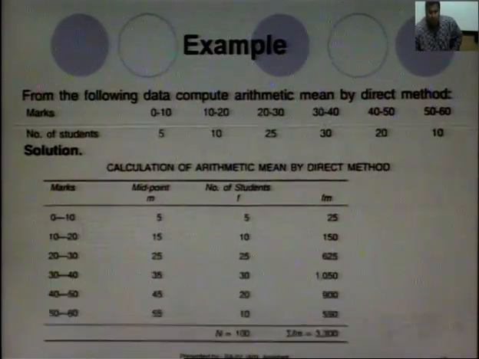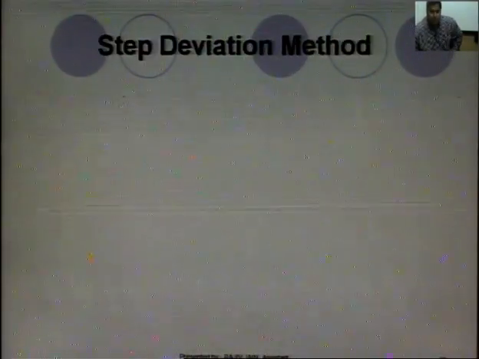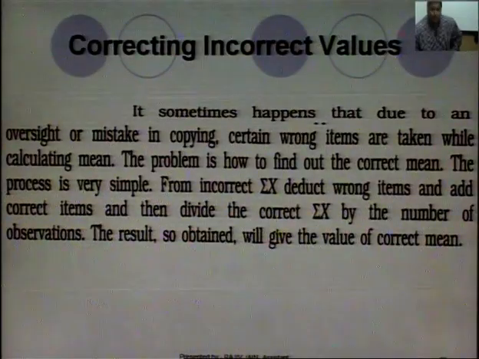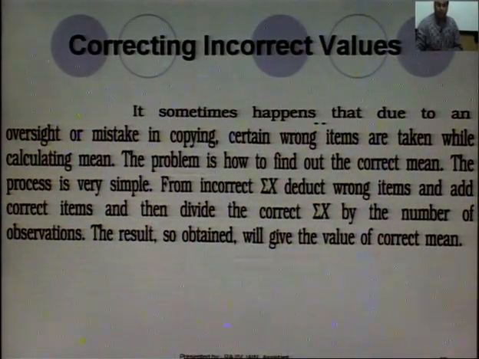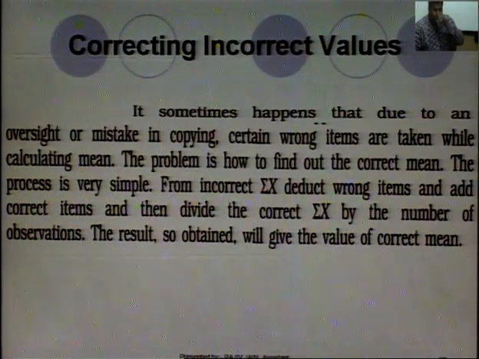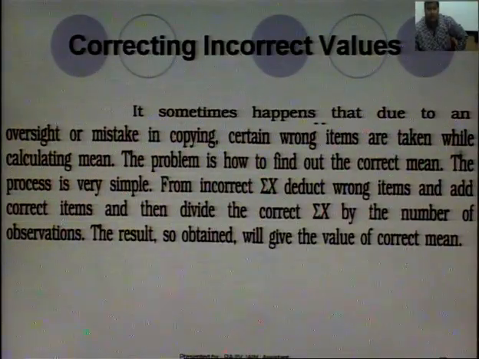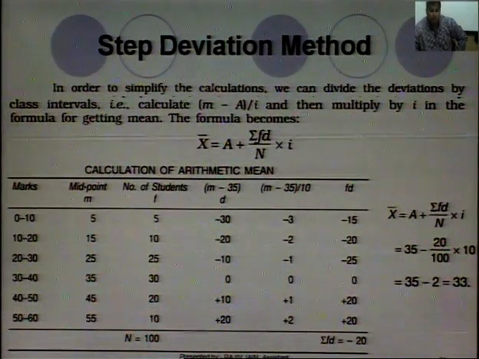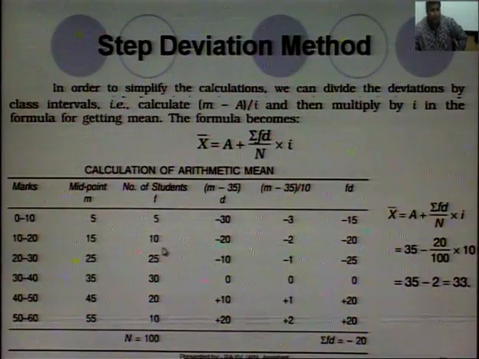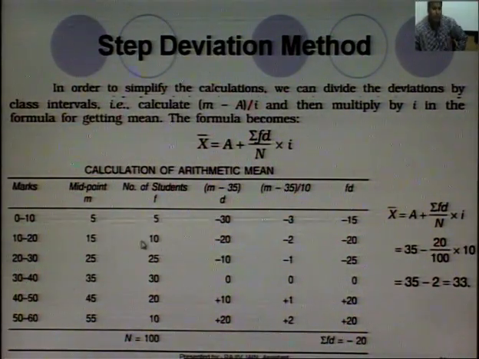Now, moving on from this, we will do some more things. When correcting the incorrect values, it sometimes happens that due to oversight or mistake in copying, certain wrong values are taken in the calculation. For example, like in the previous case, the frequency was 10. By mistake we have taken it as 12.